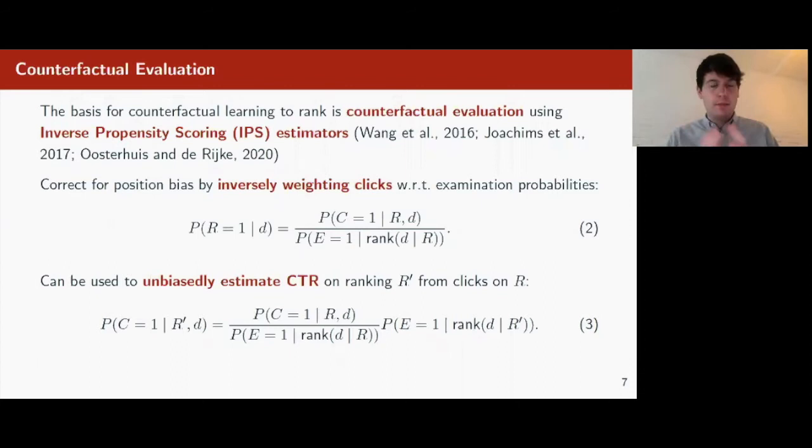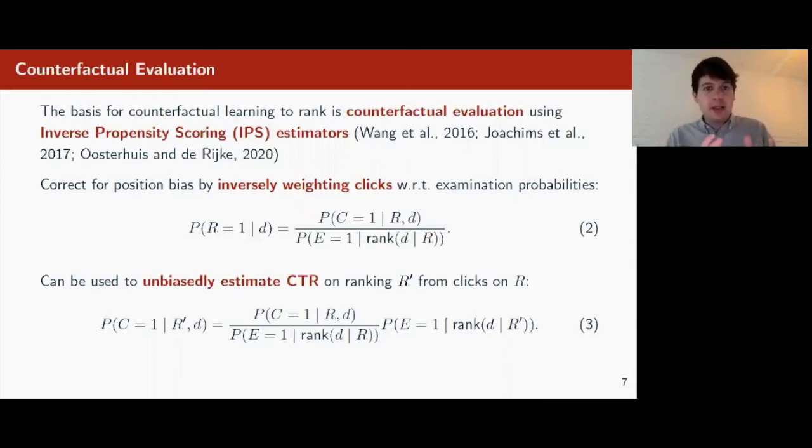The last evaluation method I want to look at is counterfactual evaluation. Counterfactual evaluation is the basis for counterfactual learning to rank, which uses inverse propensity scoring estimators. What it does is it takes biased historical data, so clicks that were gathered in the past, and unbiases them by weighting the clicks. The intuition here is, if you remember, probability of a click was the probability of examination times probability of relevance. But that also means that the probability of relevance is the probability of a click divided by the probability of an examination.